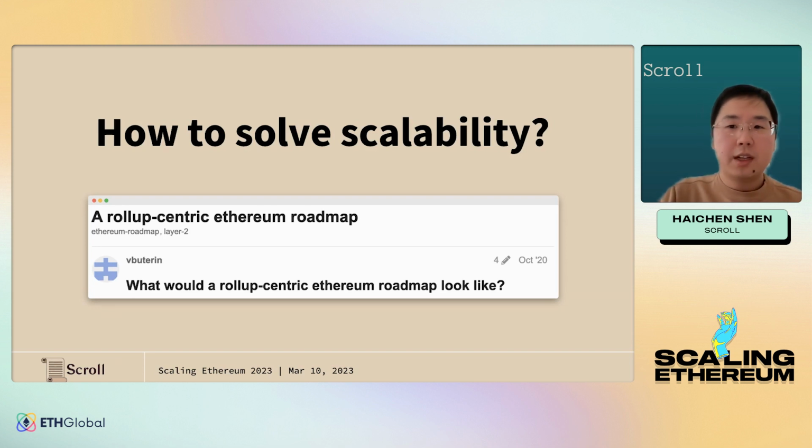So how does the Ethereum community plan to solve the scalability problems? About 2.5 years ago, Vitalik posted a blog post on the forum about the Rollup-centric roadmap. The plan is to scale Ethereum through Rollup chains that can process more transactions on layer 2, but have efficient settlement and finalization on layer 1, to achieve scalability without sacrificing lots of security.